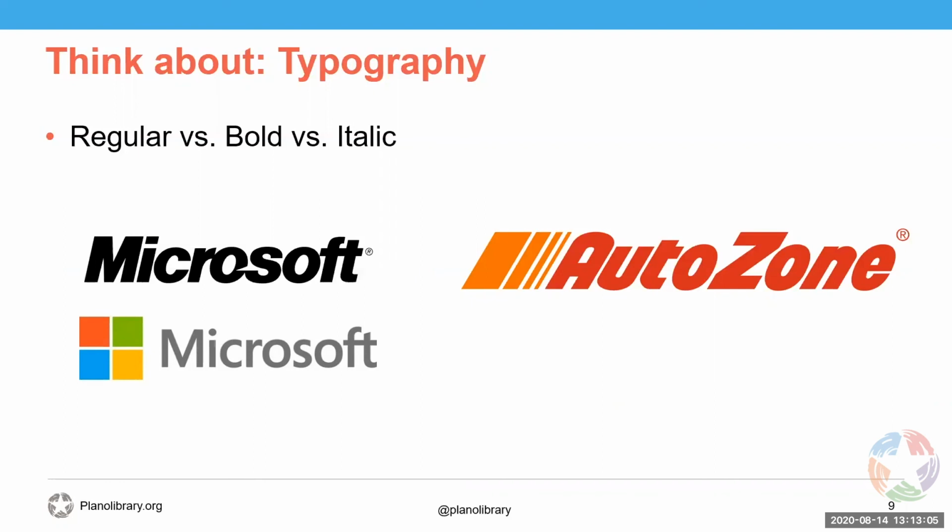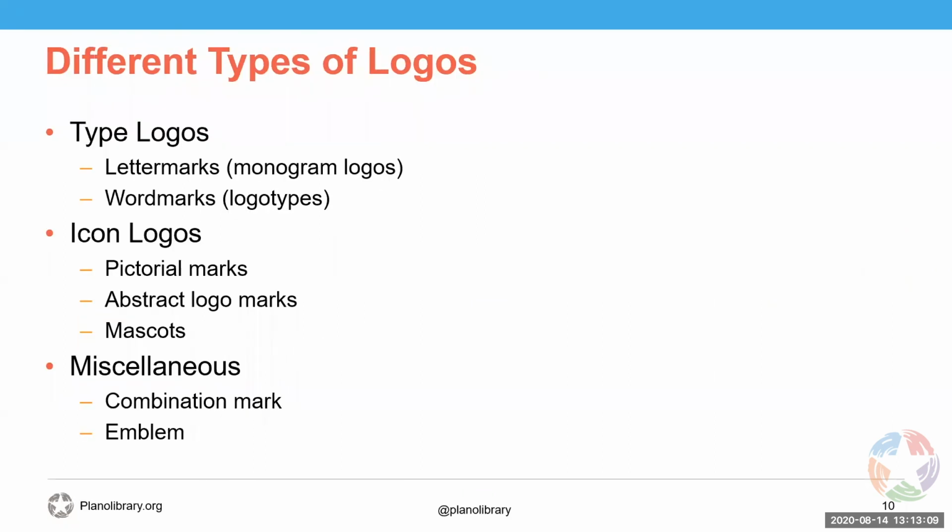Now that we've covered typography for a little bit, let's look at the different logos. There are actually three different types of logos and seven different subtypes of logos. And these are things that we want to consider when we're making our own. So there are logos that focus on the typography. There are logos that focus heavily on pictures or icons, and then some miscellaneous logos that incorporate elements from both type and icon logos.